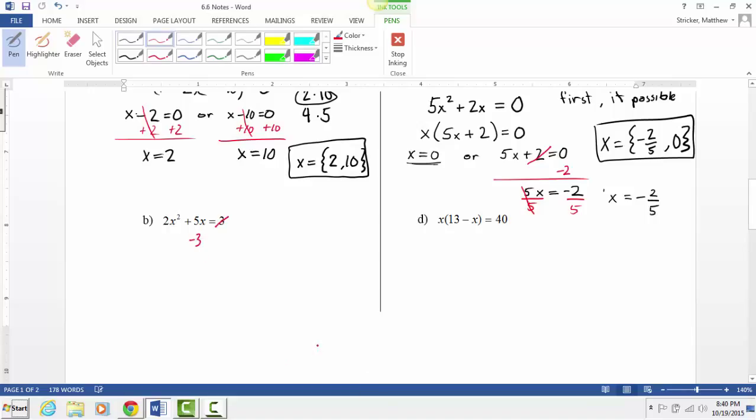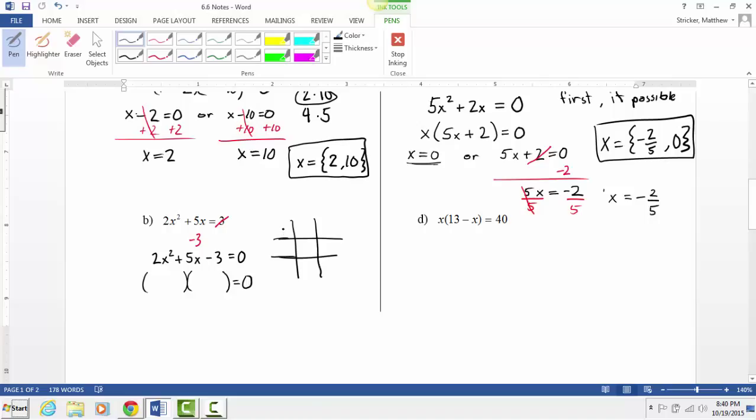We need to move that to the left, which makes it a negative 3. So we have 2x squared plus 5x minus 3, and that's now equal to 0. And this is one, if you'll recall, it's a little harder to factor. It's not just x squared, it's now 2x squared. And so this is where the tic-tac-toe method comes in handy.